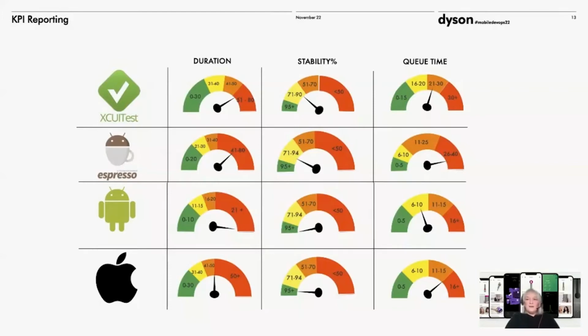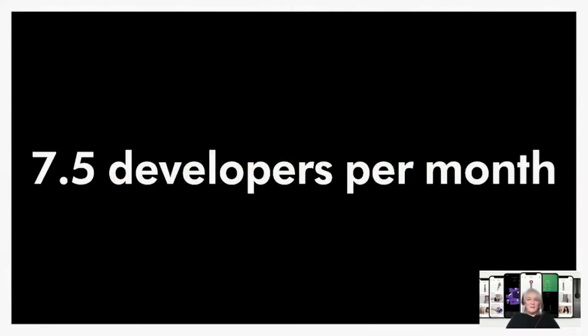But I'm just going to go back to what I said a minute ago about how we mapped ourselves against these ranges and calculated how much time we would save by moving towards the green end of the indicators. We calculated that if we could move towards the green end of the indicators, it would be the equivalent to gaining about, if I can move the slide on, 7.5 developers per month. So it was really difficult to appreciate the scale of the problem until we put it into a number like this, and it was setting out the KPIs that allowed us to do this.